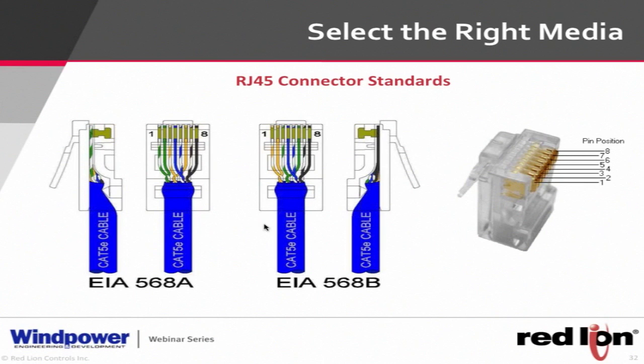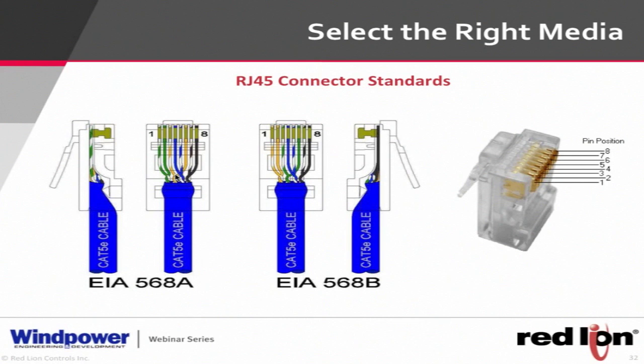So these are what the copper looks like. You got EIA 568A and 568B, and these are just different standards. Really the only difference between the two pictures here, A and B, is the send and receive. If you look at the green and the orange, they're just swapped. The green and the orange are the send and receive. And so when you're using two devices that are like devices talking to each other, you have to swap the send and receive. And so it's just like a telephone.